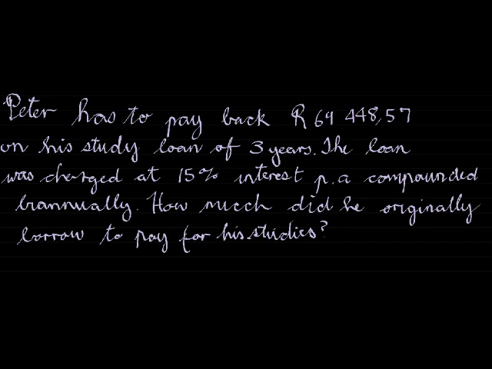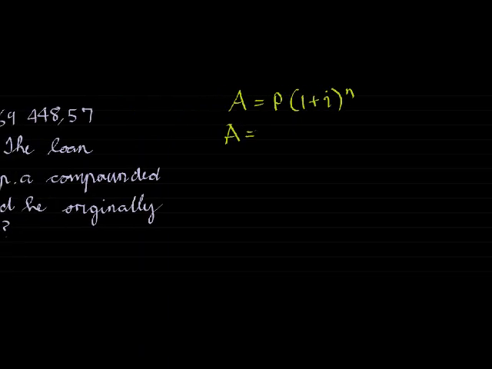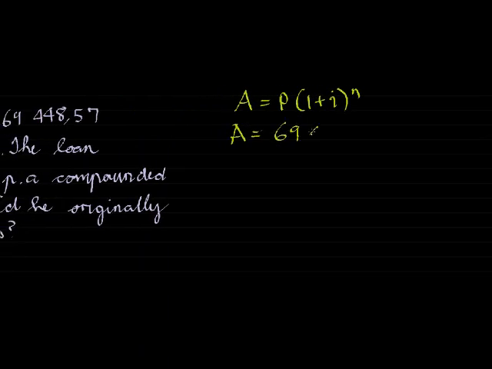Okay, so let's just put all of the information that we have together. We know that it's compounded biannually, and we'll look at that in just a moment, but first it is compound interest, there's our formula. Do we know the amortized value, the future value? Yes, that future value is 69,448.57. Do we know the principal? No, that's the amount that he originally borrowed and that we're trying to work out.